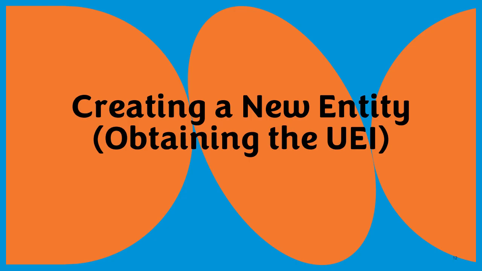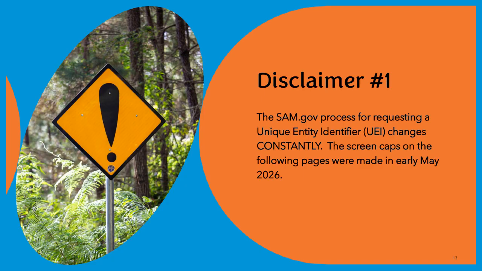All right, so let's say that you're a library that's never really dealt with SAM.gov before and you need to get your UEI. Fortunately for Kentucky libraries, I think we only have about 6 libraries that don't have a UEI at this point. But since this is an important step in the process, I did want to go ahead and cover this.